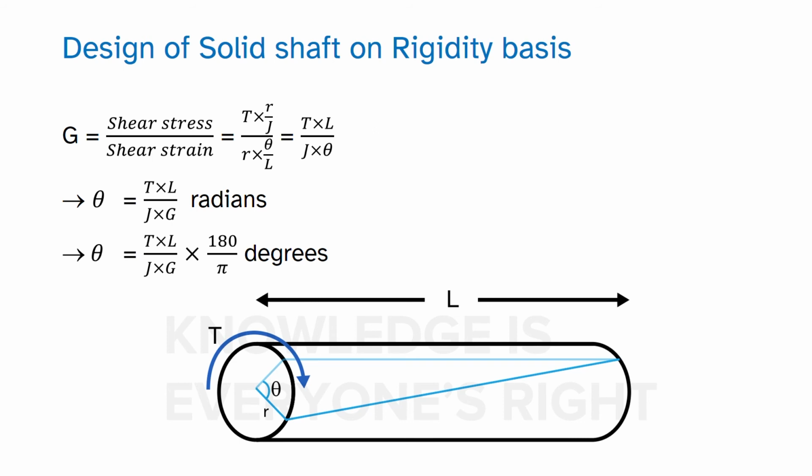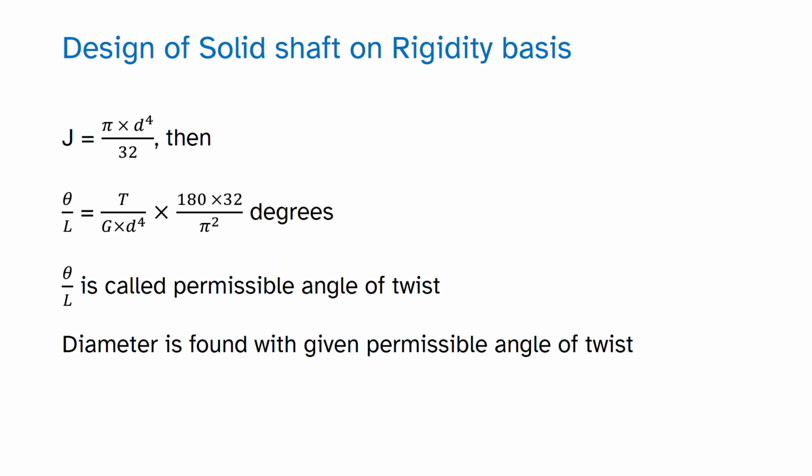Shear stress and shear strain formulas are as shown. Simplifying, we pull out theta on the left-hand side, and it is given by the formula as shown. J is called polar moment of inertia, and for circular cross-sections, it is given by the formula as shown. This formula contains diameter in it. Hence we calculate a value called theta by L, which is called permissible angle of twist. Diameter of the shaft is found out using this value.